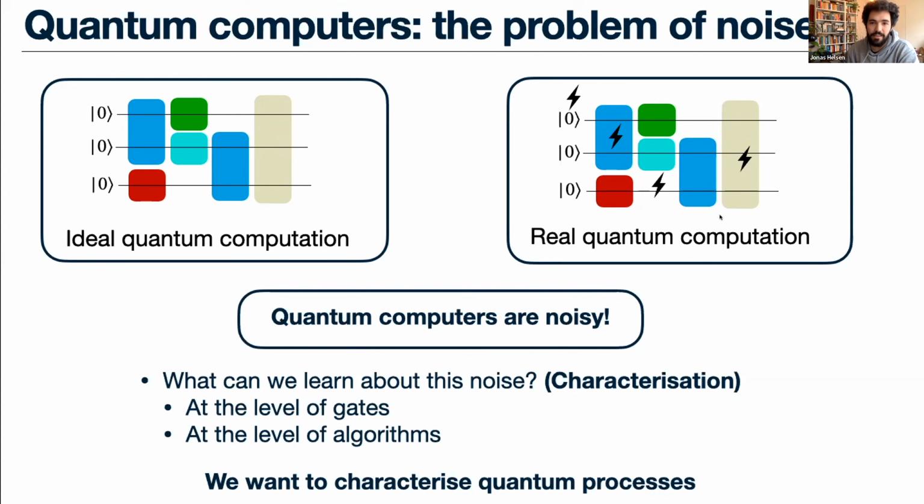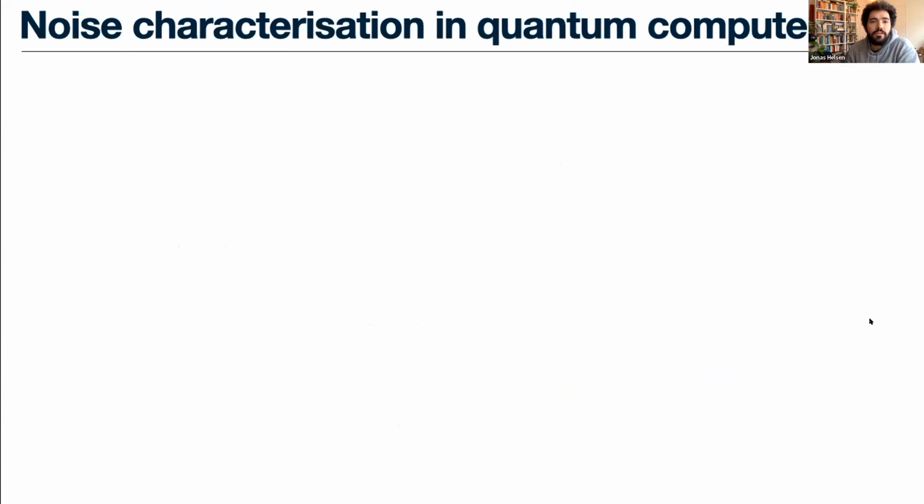They all mean the same thing. They're like a noisy logical gate in your quantum computer, or a noisy whole circuit. We're just going to slightly jump up and down between these two levels of abstraction. All right, so where does noise characterization fit in the tool chain of quantum computers?